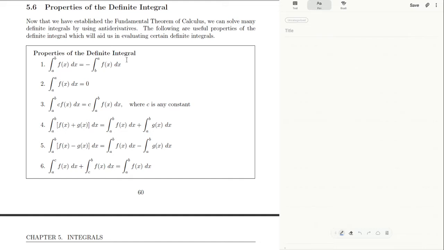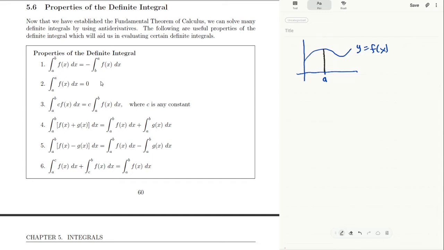Now, the second property states that the area under the curve at a single point is equal to 0. So we look at some function y equals f of x, and if we want to integrate from a to a, then this represents the area underneath the curve at the point where x equals a. And we know that the area of a line is equal to 0 since it has no width.